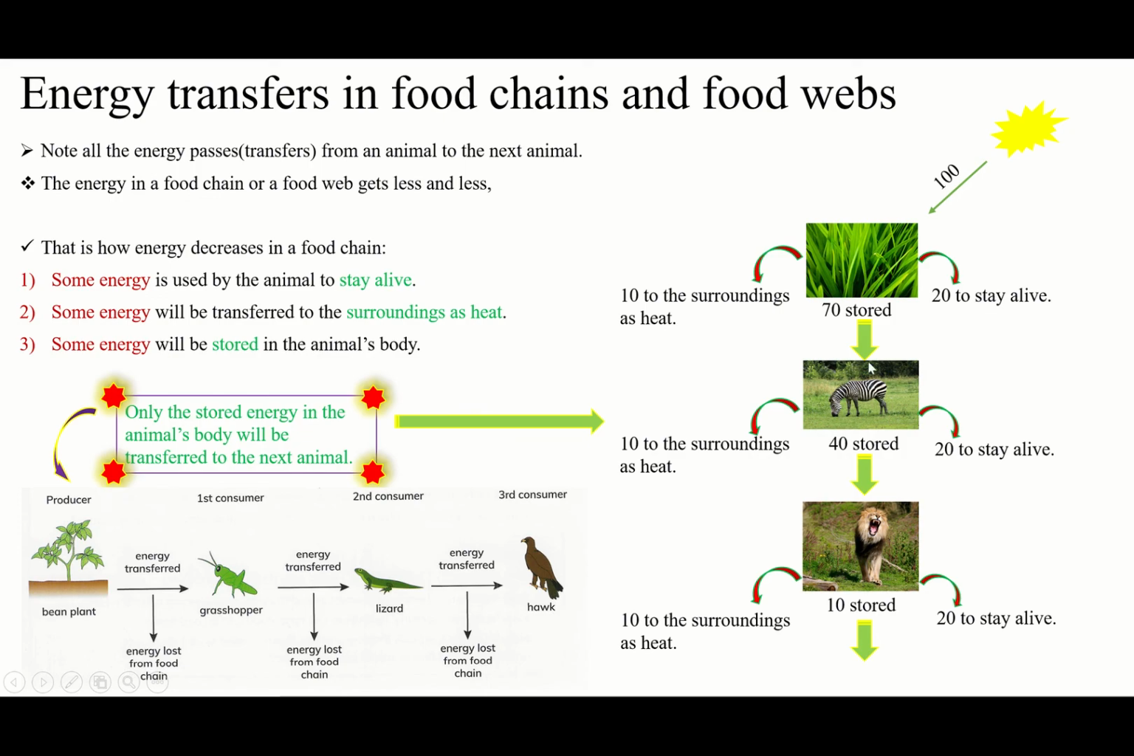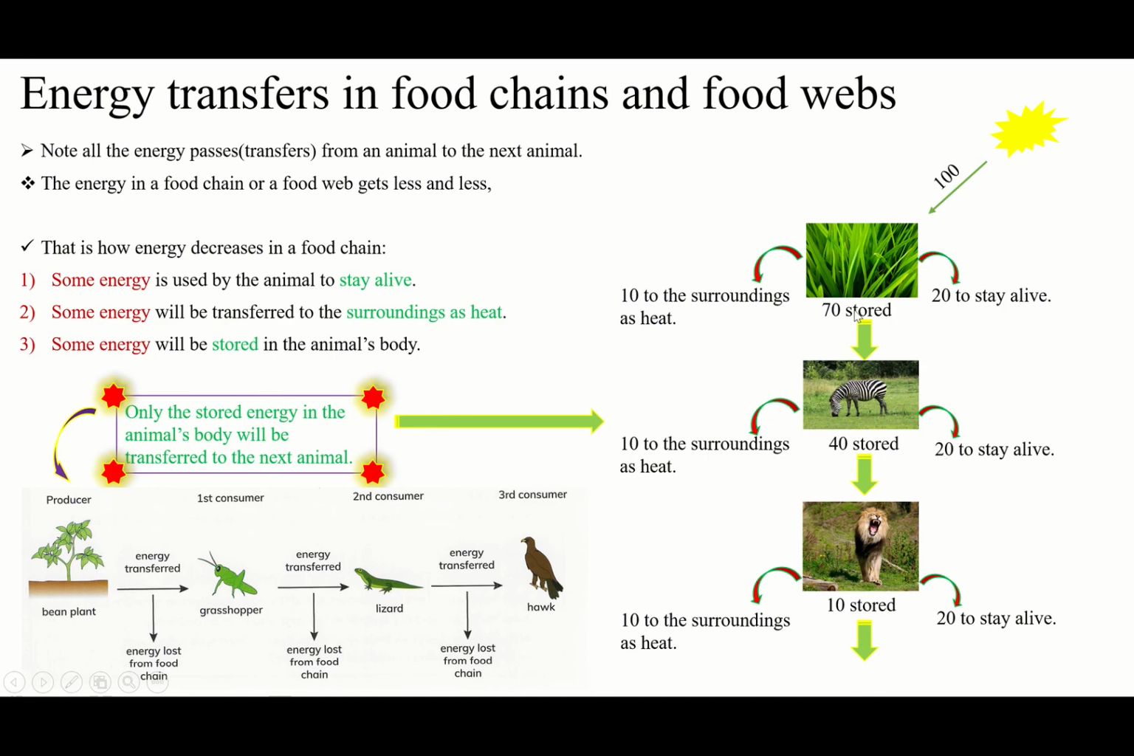And what happens to this 70 energy? This zebra again will use 20 to stay alive. It means using energy for moving and everything. We need energy, right? They need energy too to stay alive. And 10 to the surroundings. How much left? 70 transferred. 20 to stay alive, 10 for the surroundings, 10 and 20, 30, right? The zebra will get 70, 30 will go. How much left? 40, right?